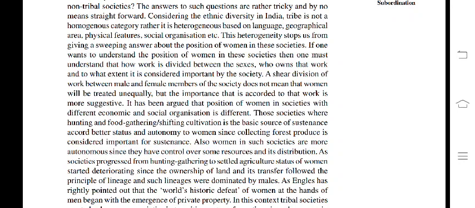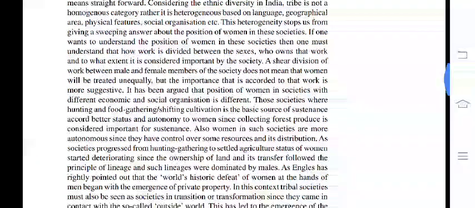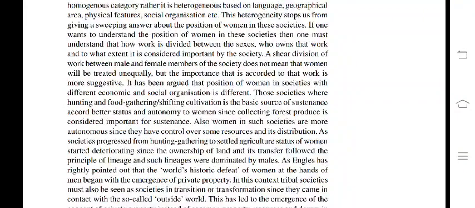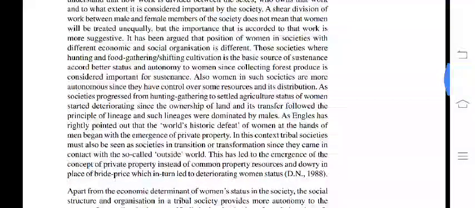As societies progressed from hunting-gathering to settled agriculture, the status of women started deteriorating since the ownership of land and its transfer followed the principle of lineage, and such lineages were dominated by males, as Engels has rightly pointed out that the world historic defeat of women at the hands of men began with the emergence of private property.